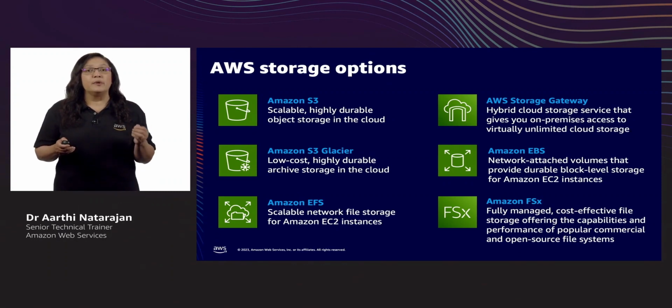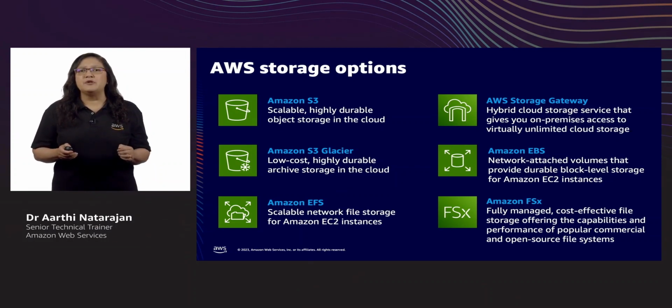Amazon S3, or Simple Storage Service, is a scalable, highly durable object storage in the cloud. We also have Amazon S3 Glacier for low-cost, highly durable archive storage in the cloud. And then we have Amazon Elastic File System, or EFS, a scalable network file storage service for multiple EC2 instances.